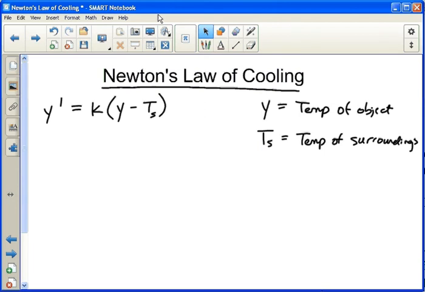Today we're going to look at Newton's law of cooling. This is an application for differential equations, so it's not really anything new as far as this unit's concerned, but it is a new way to apply what we've learned. So here's the idea behind Newton's law of cooling.